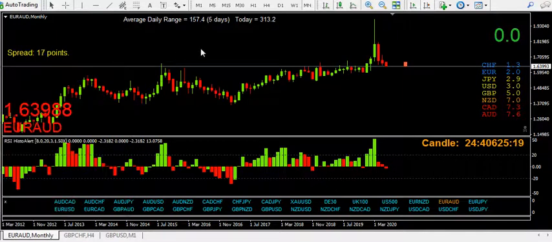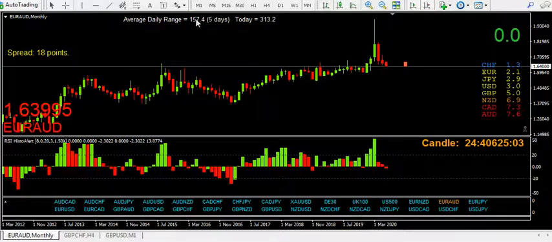Hello guys, well Wilf on Twitter has pointed out this Euro Aussie dollar currency pair, and I thought I'd just do a scratch analysis of what I thought was going to happen.